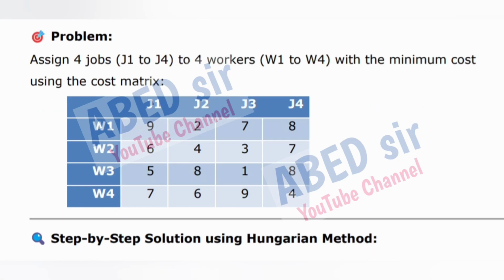Problem. Assign 4 jobs, J1 to J4, to 4 workers, W1 to W4, with the minimum cost using the cost matrix. J1, J2, J3, J4. W1: 9, 2, 7, 8. W2: 6, 4, 3, 7. W3: 5, 8, 1, 8. W4: 7, 6, 9, 4. Step-by-step solution using Hungarian method.